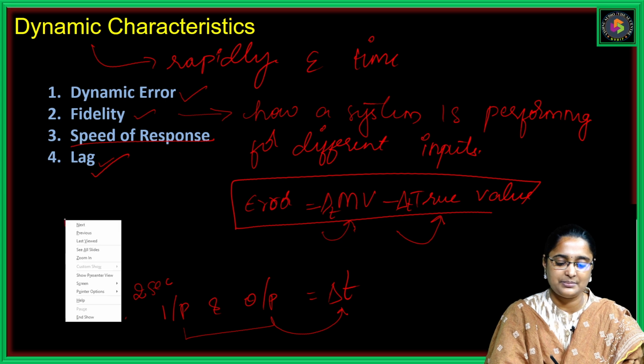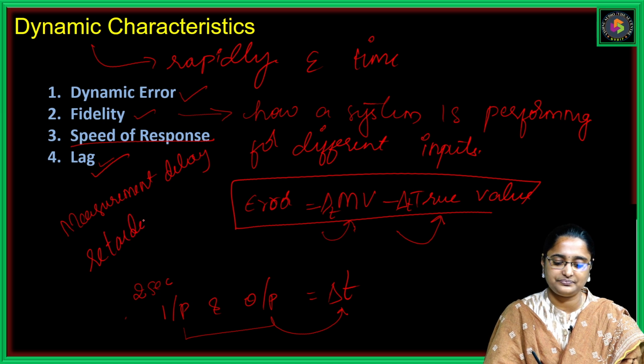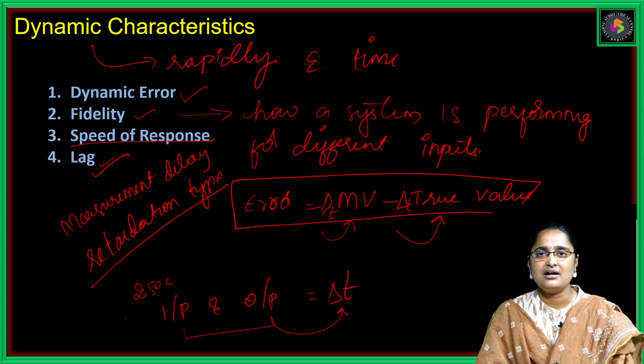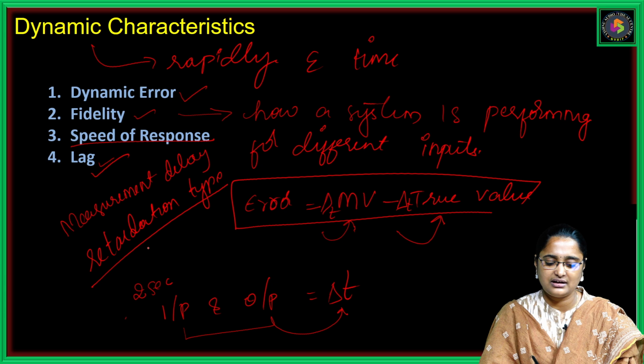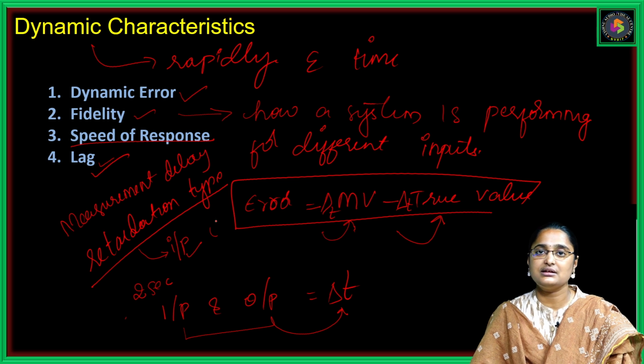One is measurement delay and another is retardation type. Retardation type means the system is okay and responding to the changes in the input. The system is able to respond to the input changes and its output is also changing accordingly.